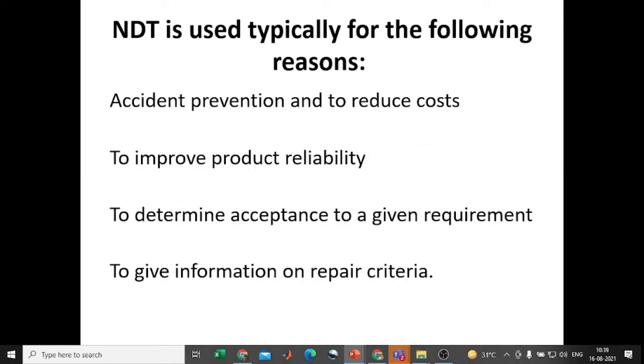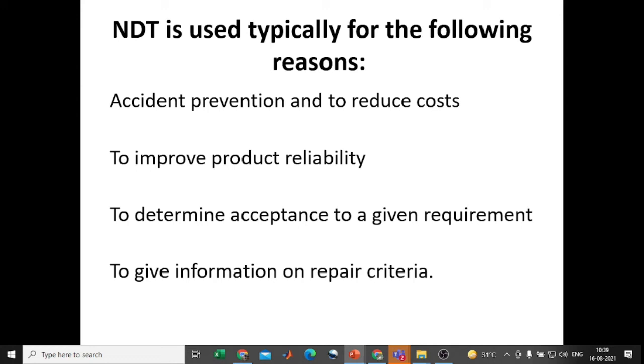NDT is used typically for the following reasons. Why do we use non-destructive testing in engineering industries? Because we can prevent accidents and we can reduce the cost of the product, because we can identify the defects before the product undergoes fracture or failure. And also from this we can improve the product reliability. Reliability is always related to the product life, so we can increase the product lifetime with the aid of non-destructive testing, and thereby improve the product reliability.